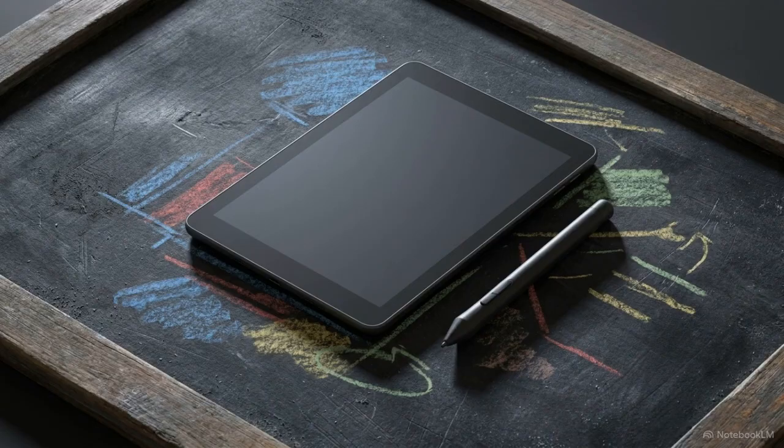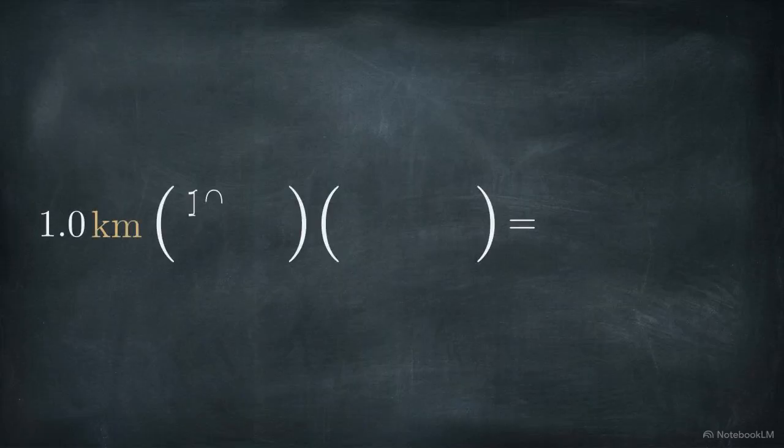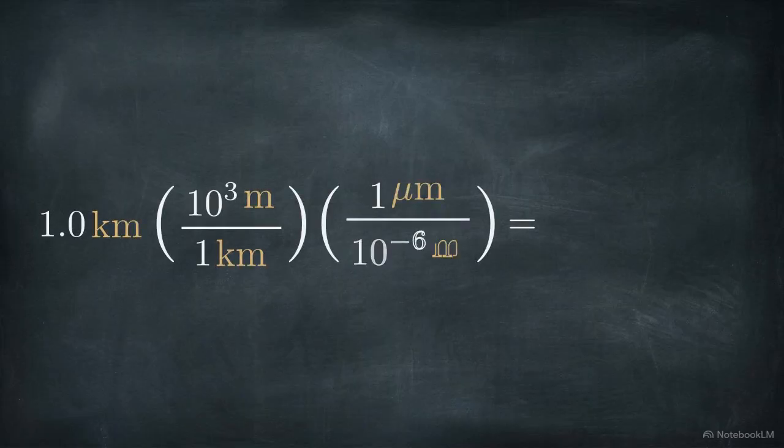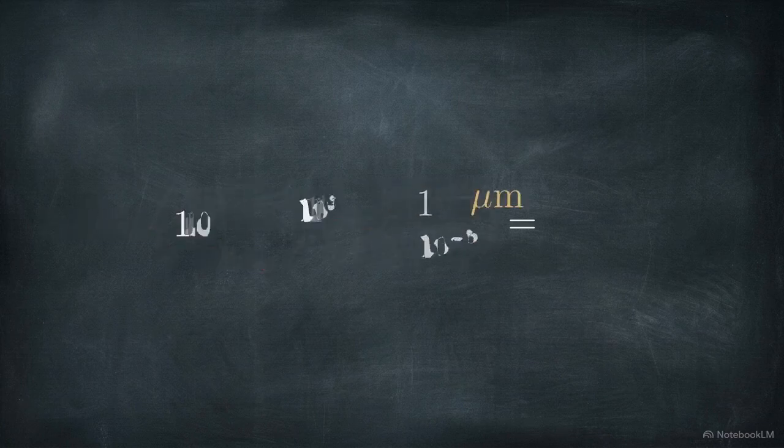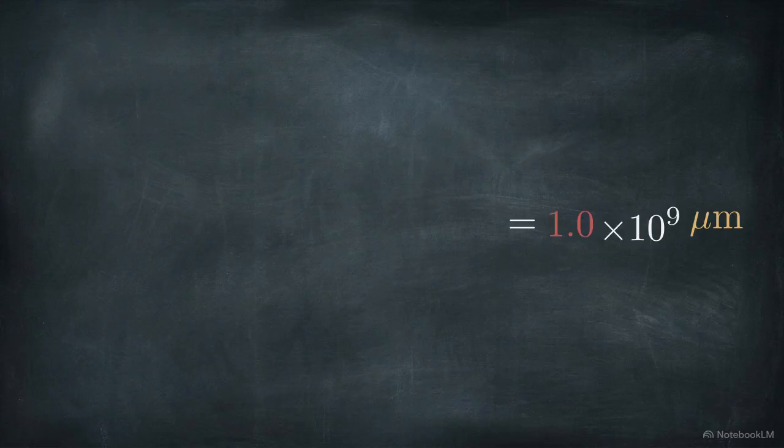Let's test this. Pause the video and try converting 1 kilometer into micrometers. Output your final result in scientific notation, maintaining 2 significant figures. Here is the correct setup. You convert kilometers to meters and then meters to micrometers. The unwanted units cancel diagonally, leaving an answer of 1.0 times 10 to the 9th micrometers.